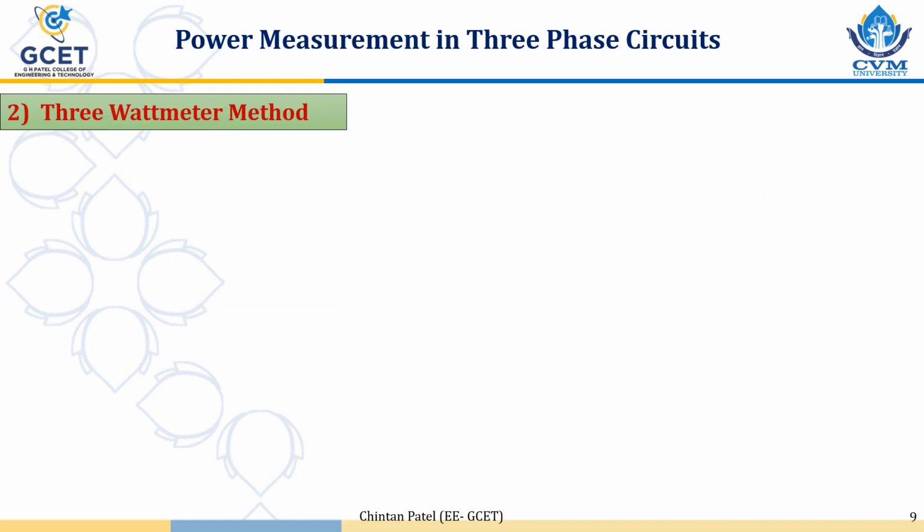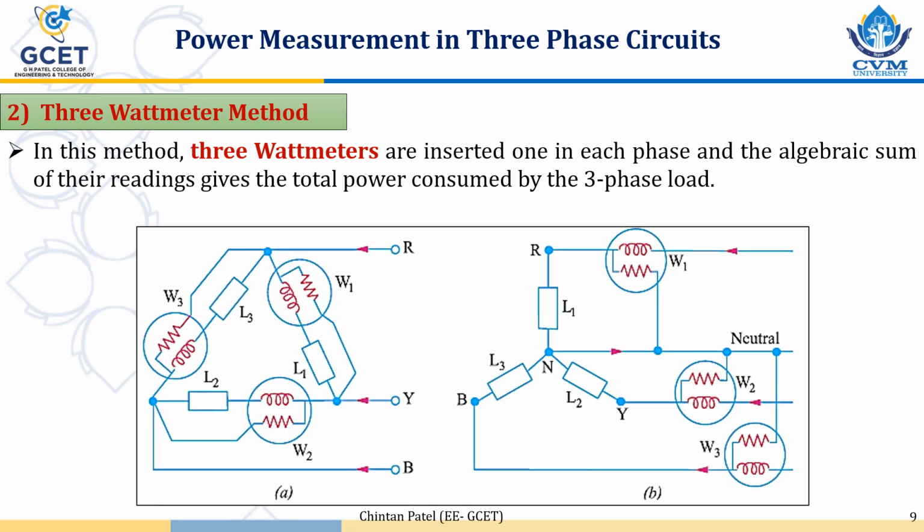Next, the 3 wattmeter method. If we have a three-phase load, either star connected or delta connected, and all the three phases have a different impedance, that means the load is not a three-phase balanced load but a three-phase unbalanced load. In that case, all the three phases will consume different amounts of power. So we cannot use the single wattmeter method or 1 wattmeter method. In that case, we have to connect 3 wattmeters in all the three phases, and the method is called the 3 wattmeter method.